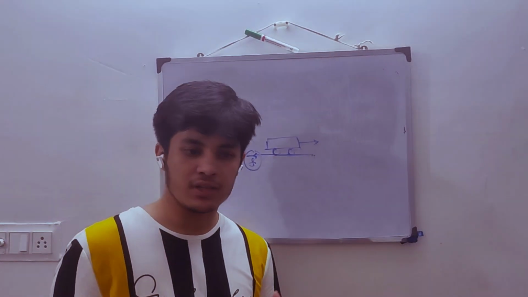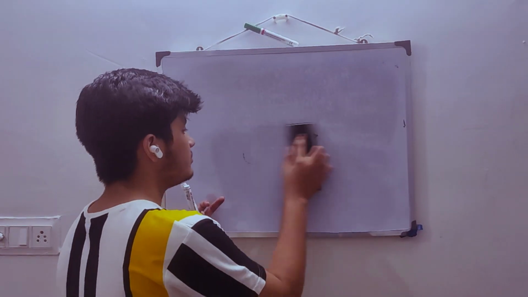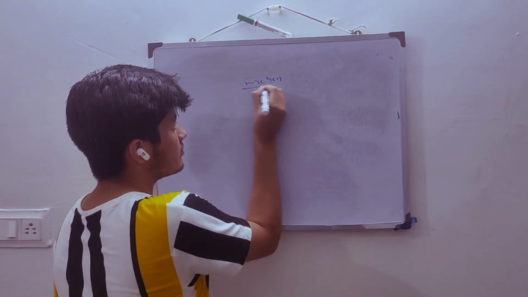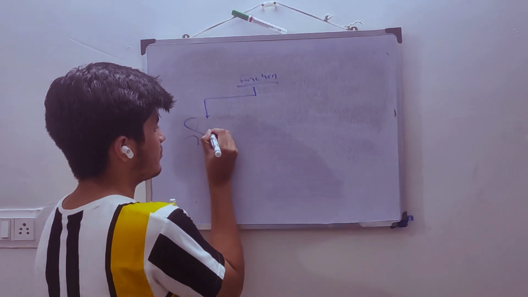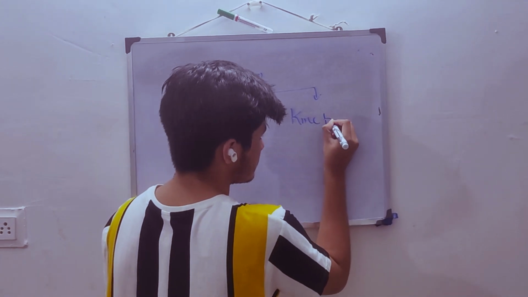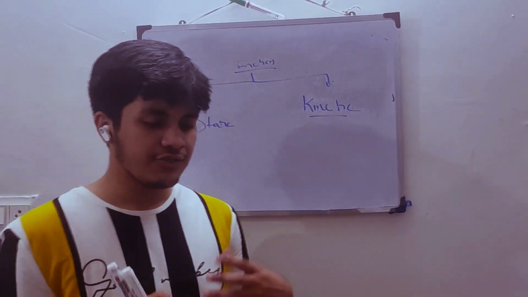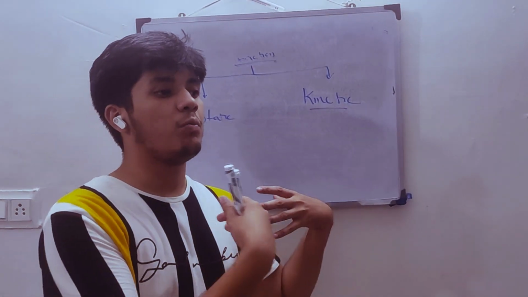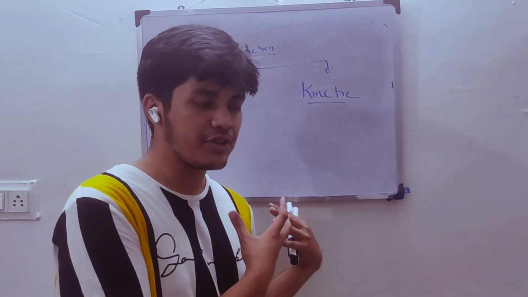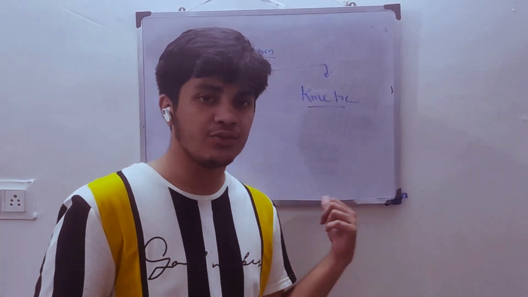So friction can also be classified into various types, actually two types. That is static and kinetic friction. Static friction is the friction which acts on a body that is static or at rest. It has a tendency to move. The body which has a tendency to move, that's where the static friction acts.